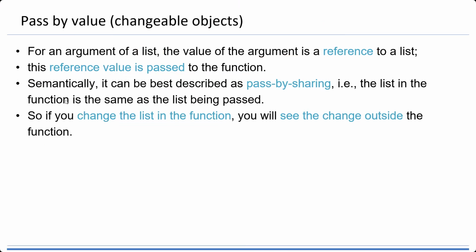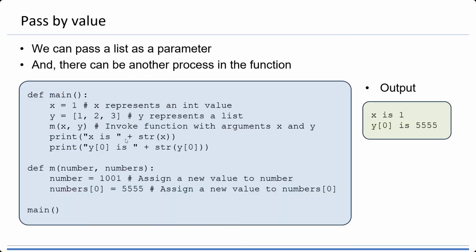Now let's see. We can pass a list as a parameter. There can be a process in the function, but now let's see with this example. I have two functions. The first function is the main function, and this main function has no parameter. We have x equal to 1. So here x represents an integer value. Okay, this is a number.